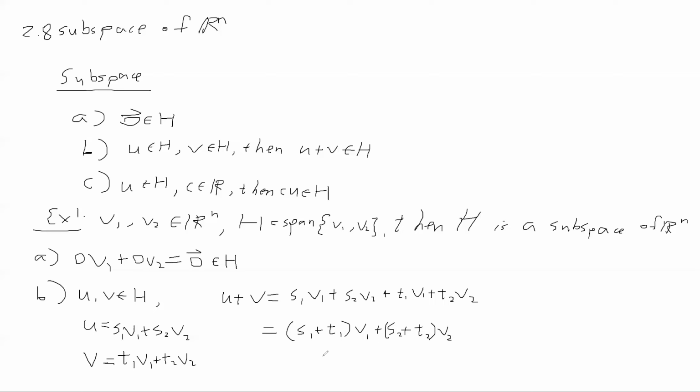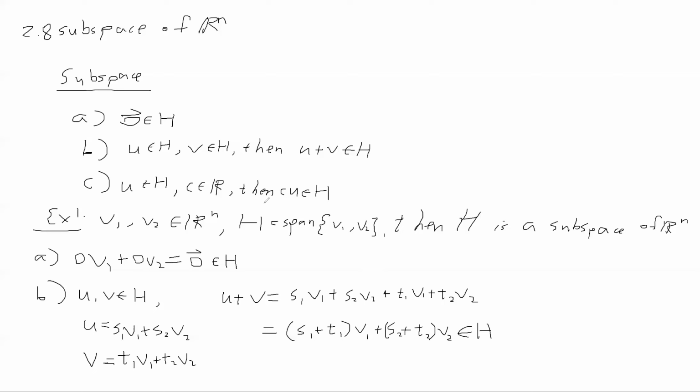So I can write this as (S1 plus T1) V1 plus (S2 plus T2) V2. And notice what we have here is again another linear combination of V1 and V2, because S1 plus T1 and S2 plus T2 are both just scalars, right? So here we can write U plus V as a linear combination of V1 and V2, and therefore we're done, right? We know that this whole thing is in H. Right, now that's the second part, showing that adding vectors, they are still within the set H.